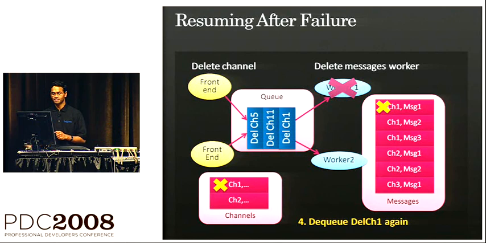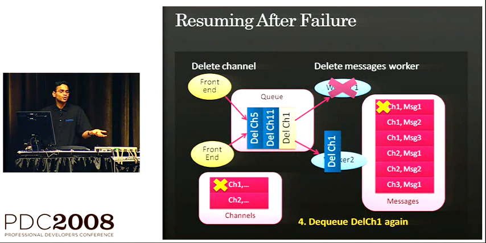So worker 2 now picks up the same request. So it dequeues channel 1 and retries the whole operation, because it doesn't know where it stopped. So it tries to delete channel 1 from the channels table. That's already done, so there's nothing to do over there. And it deletes each of the messages from the messages table. Message 1 has already been deleted, and the other two haven't been deleted, and now they're gone.